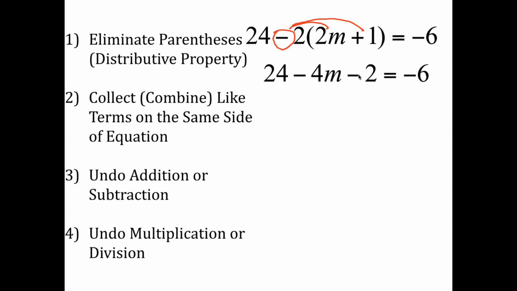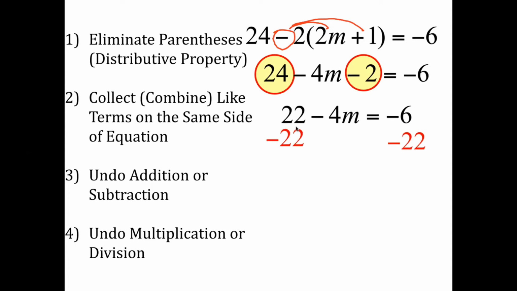24 and minus 2 don't have a variable, so we can assume those are like terms. We can combine those into 22 minus 4m equals negative 6. And now you're going to undo your subtraction or addition. In this case, we'll subtract 22 from both sides since this is a positive 22.